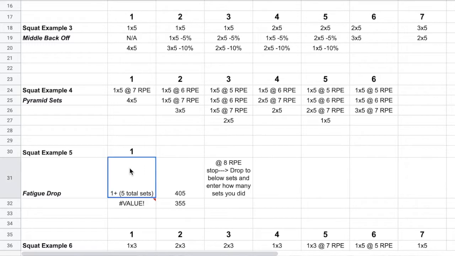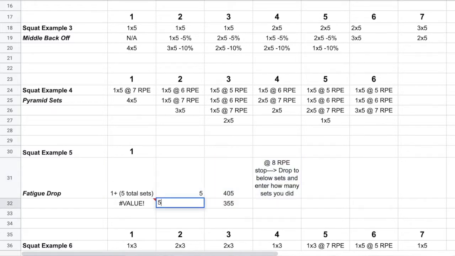Fatigue drops are awesome, because for me as a coach, it takes the guesswork out of how many top sets and back off sets and intensity adjustments we should do. So in this example, this person has 5 total sets of 5 reps. So that makes a little more sense now. They could, in a sense, have 5 sets of 5 at a 405.